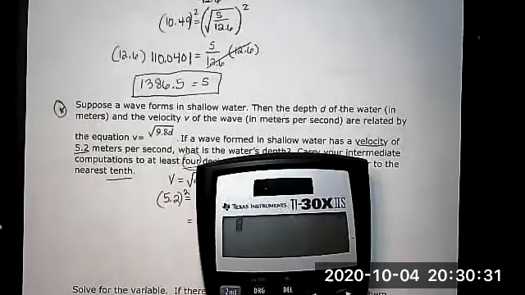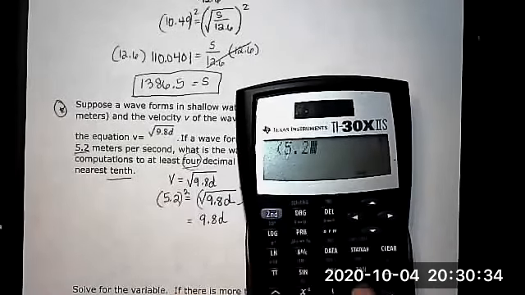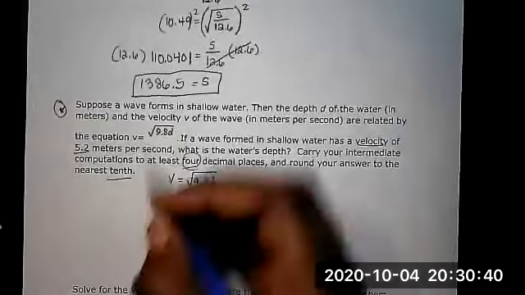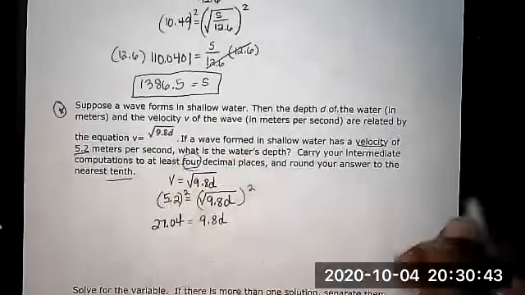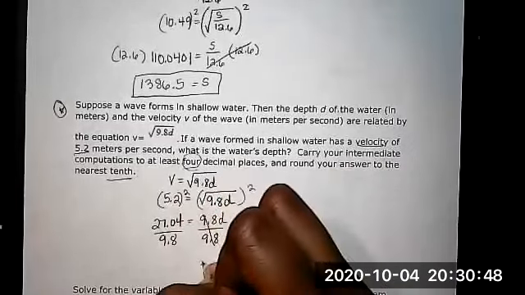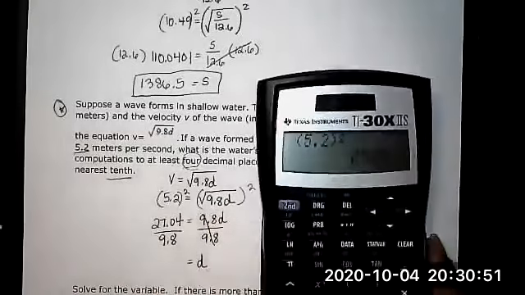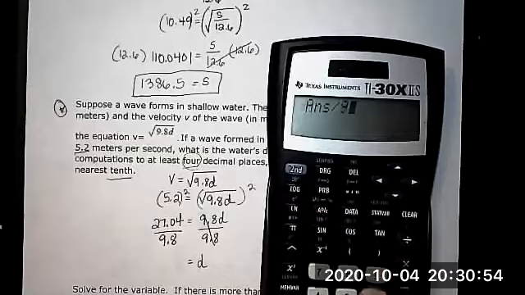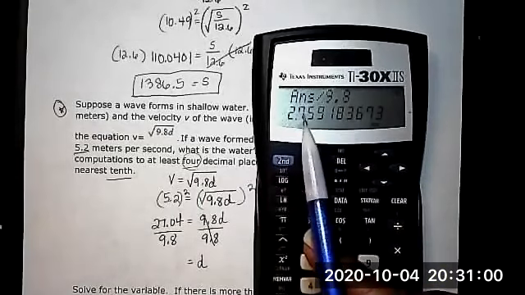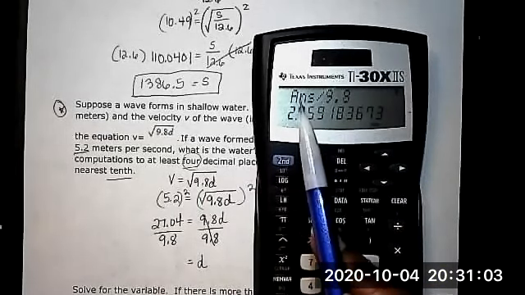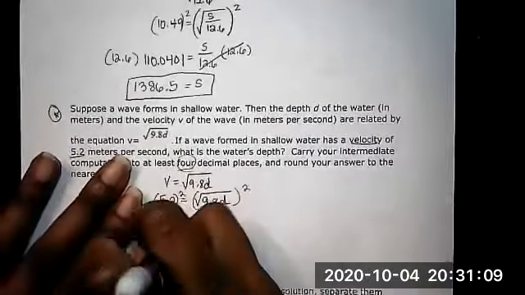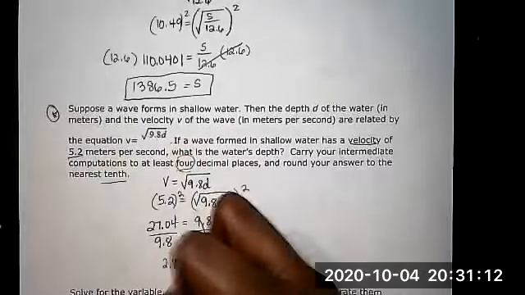But then we have to put in our calculator 5.2 squared equals 27.04. So 27.04, and then you're going to divide by 9.8 to get what d is, d by itself. 27.04 divided by 9.8, and you're rounding to the nearest tenth, gives you 2.8 as your answer there, okay?